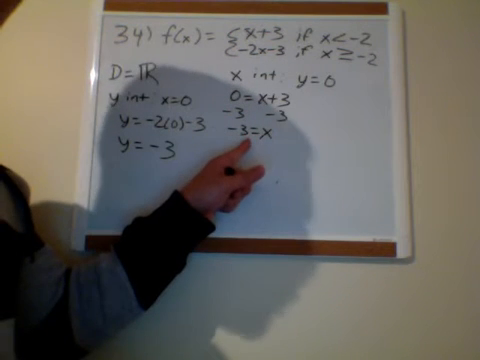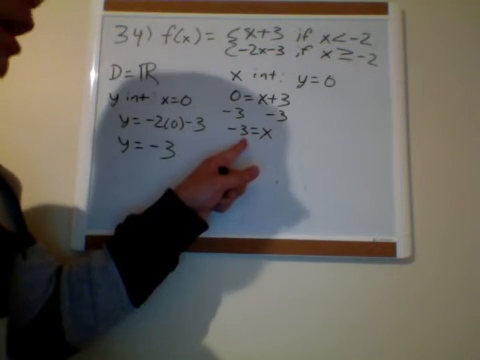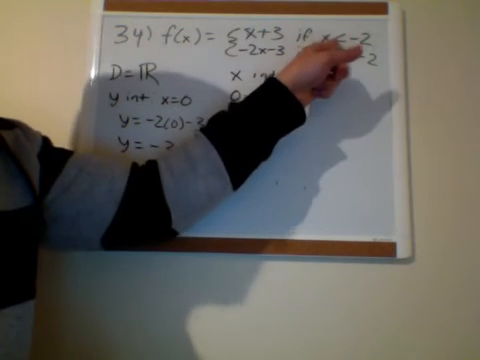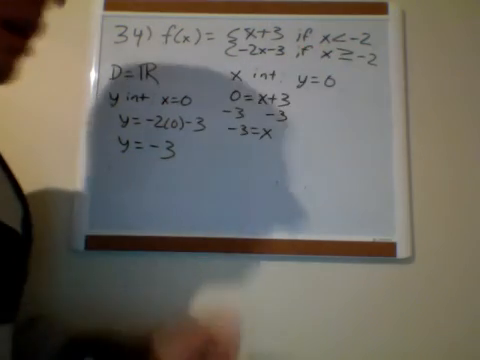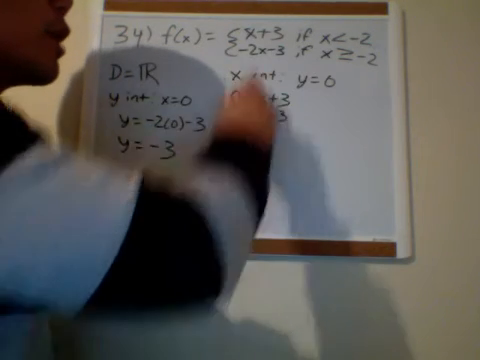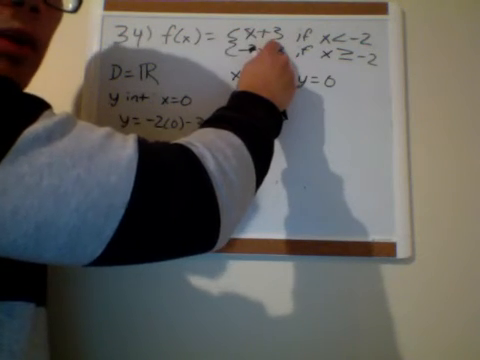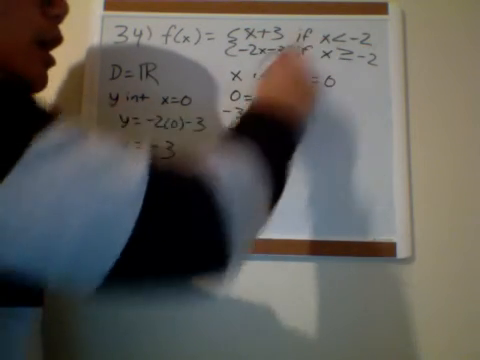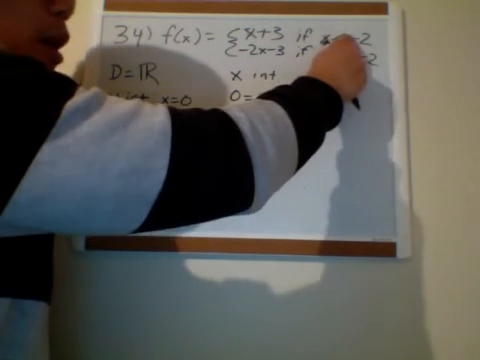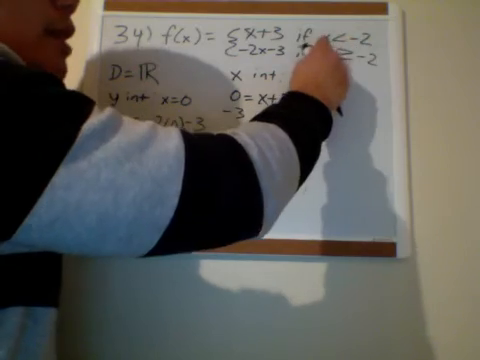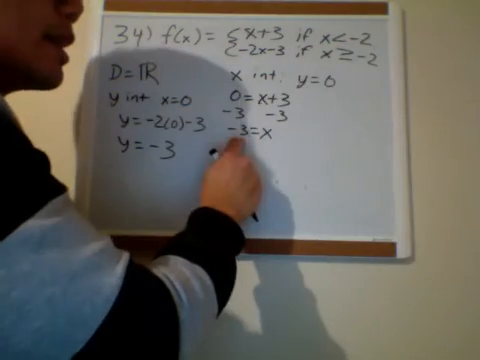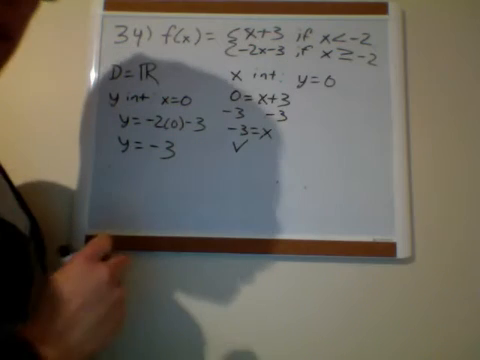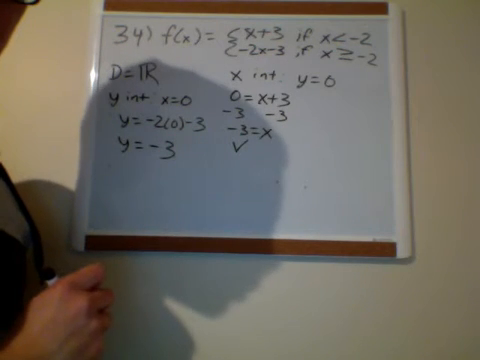I have to go back and check, does this fall within the parameters of the piecewise function? So x is equal to -3. If it goes to the top part of the piecewise function, does it belong in the domain of the top part? Well, x is less than -2. Since -3 is less than -2, this one is going to be an x-intercept. It works.